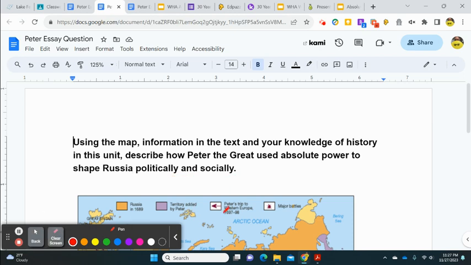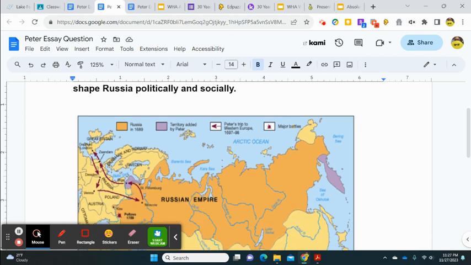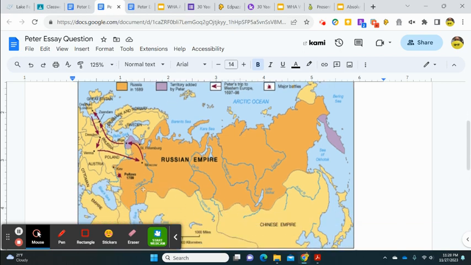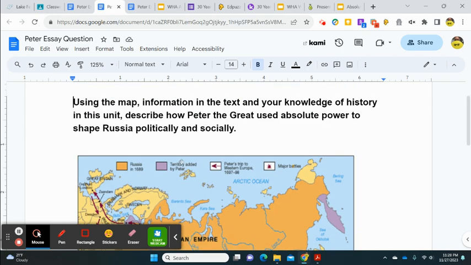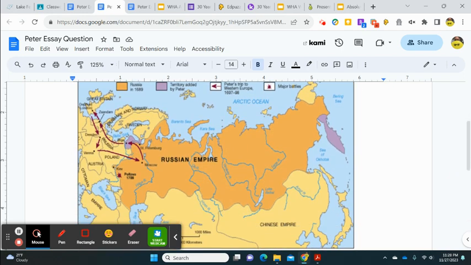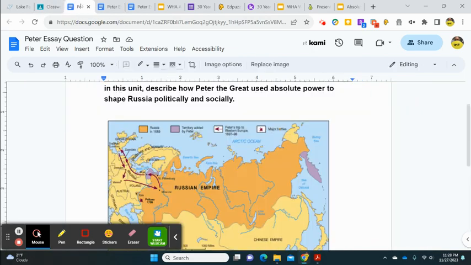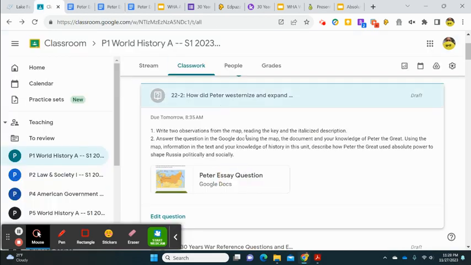Remember that politically would be changes in politics, like what he did with the boyars, taking their power away, and then what he did with moving St. Petersburg and fighting wars. Remember, one of the things is looking at battles, and opening up the freshwater port of St. Petersburg, and then socially with what he did with westernization and so on. So use some of your knowledge. Two observations from the map, reading the key and the italicized description.